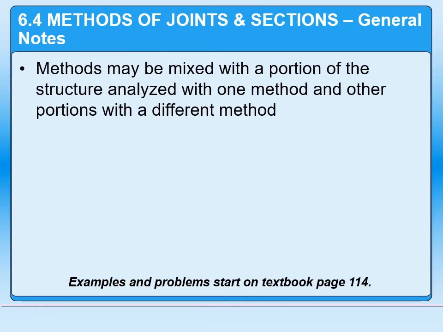Now, a couple of general notes about trusses and our analysis techniques. Fact is, you don't have to stick with one method or the other. You may find that method of joints is effective for one part of the truss, while method of sections is more effective for another part. You can definitely mix the two together, and as an engineer analyzing these, your method is up to you, and you can definitely use multiple methods in the same given problem.